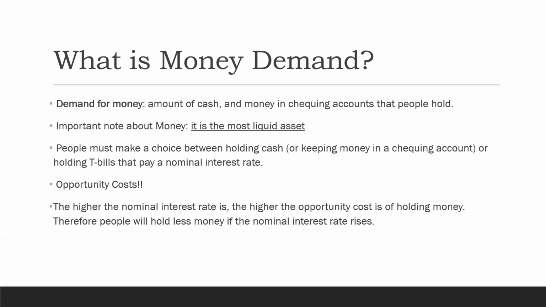People must make a choice between holding cash or holding T-bills that pay a nominal interest rate. The higher the nominal interest rate is, the higher the opportunity cost is of holding money. And this kind of goes without saying that if you have a higher nominal interest rate, people are going to hold less money because they'd rather be investing their money in the T-bills and vice versa.